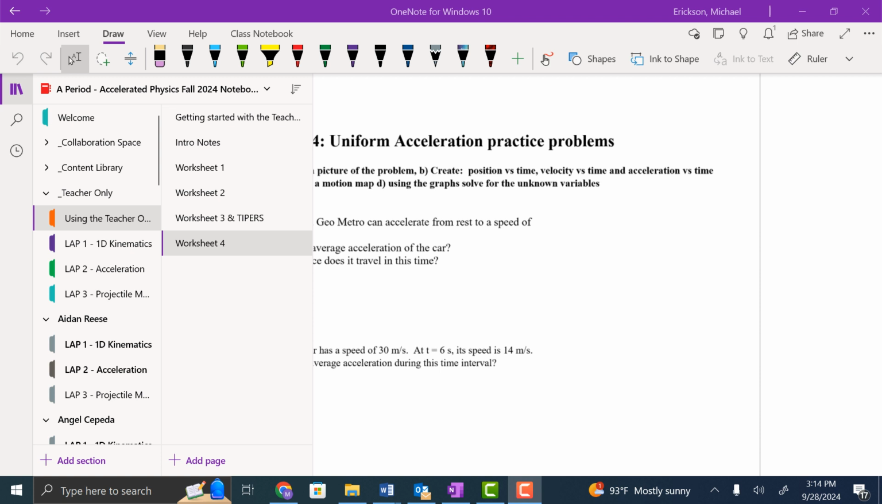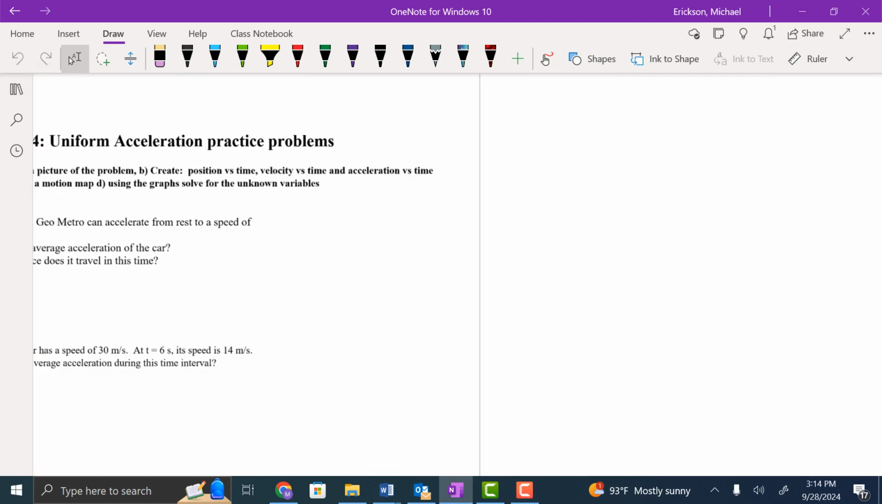Alright guys, so to conclude our acceleration unit, we're going to actually work on some word problems. Now, if you study physics somewhere else or you look online, most of them will point you to more of what we're doing today. Now, I teach this class a little differently. I teach it using graphs first, and then I show you the equations because these equations come from the graphs.